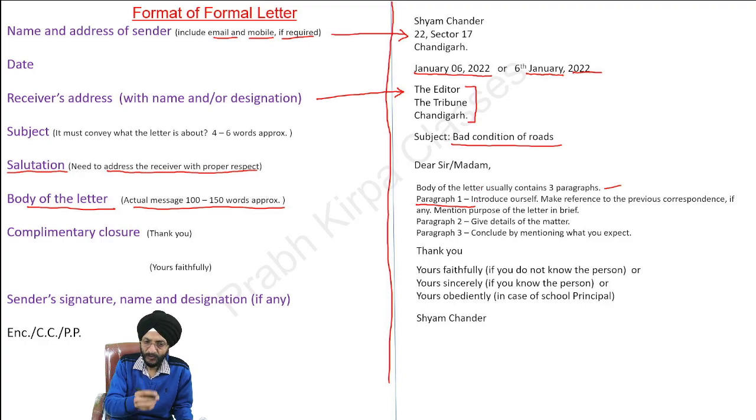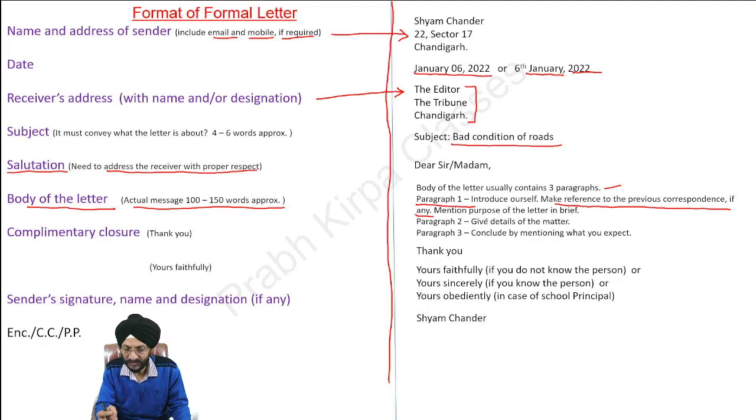You can write, I am a resident of Sector 17, Chandigarh. If you have made correspondence in the past, then you can make mention of the same. Then you have to mention the purpose of the letter in brief. In this case, we may say, I want to invite your kind attention towards the bad condition of the roads in our locality. Then we will write the second paragraph and we will give details of the matter.